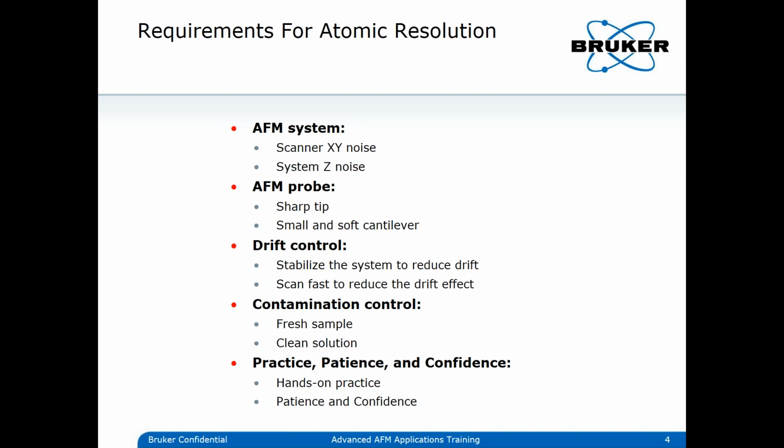So now, caught up, I think, with what I said just before, you have to control the drift of your system, to stabilize the system to reduce the drift. Otherwise, since you're measuring in the nanometer range, if your drift is too strong, your items will drift out of your image. So one possibility is to scan fast to reduce this drift effect.